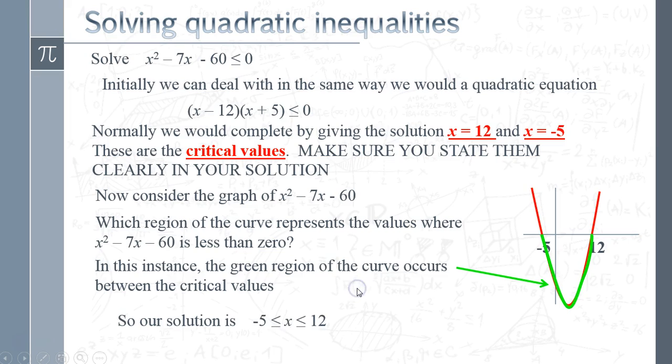So our solution we can write as minus 5 is equal to or less than x, which is equal to or less than 12. Now, the other thing to note here is we've got a single region on our graph. It's just one continuous green line going in between our values of x, minus 5 and 12, which means we can write it as a single inequality here using this kind of double inequality notation. And there we go. Inequality solved.